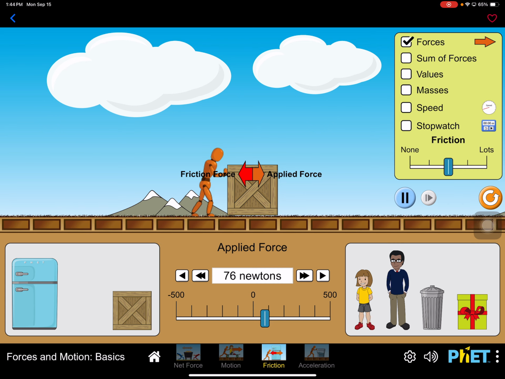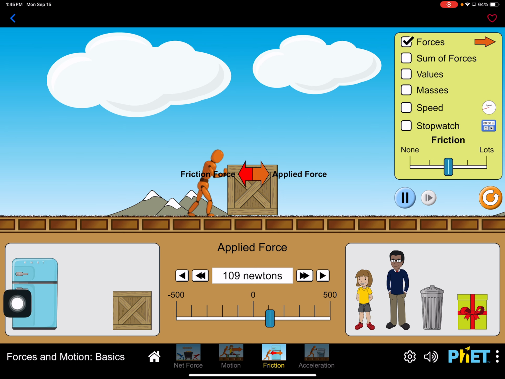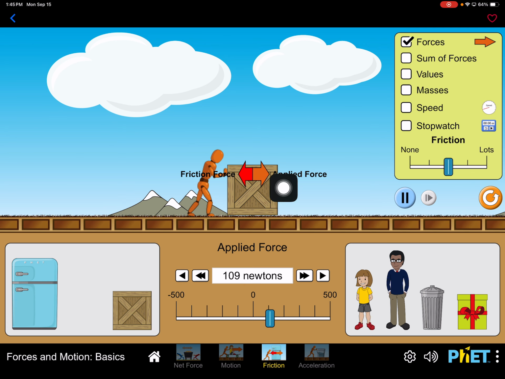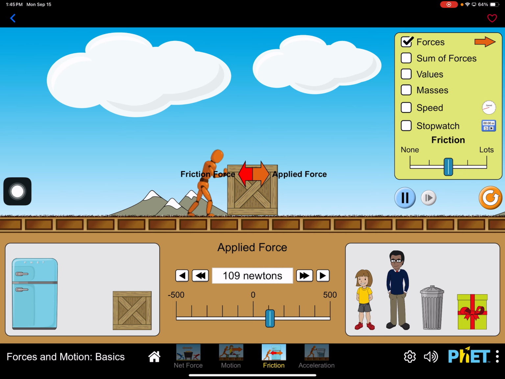Okay, so here you applied a 75 newton force and it's moving. The maximum friction force was around 125 newtons, as you saw. And now I'm applying a force of 110 newtons and it's moving. So you see, once the object moves, the kinetic friction force is smaller than the maximum static friction force.